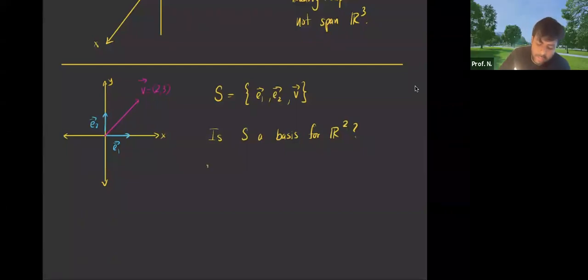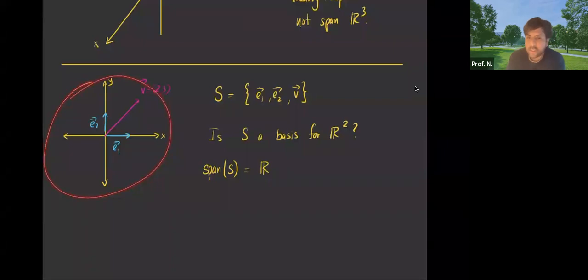So the span of S, I agree with you. The span of S is indeed R2. Because take any linear combination of E1, E2, just these two alone span R2. So the moment you add in an additional vector, it doesn't affect the span itself. E1, E2 already takes care of spanning by themselves. You add one more vector, it's not going to affect the span. It's still going to span everything. So this spans R2, no problem.